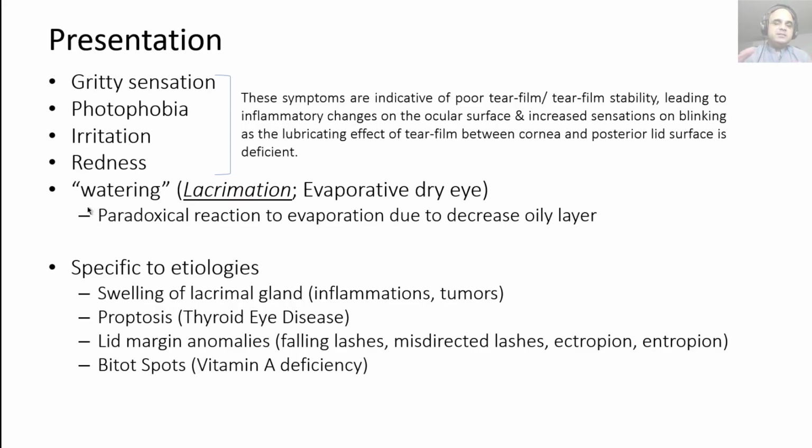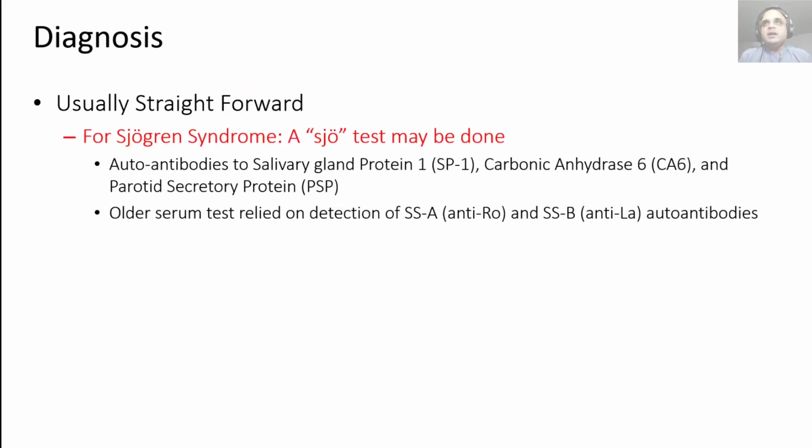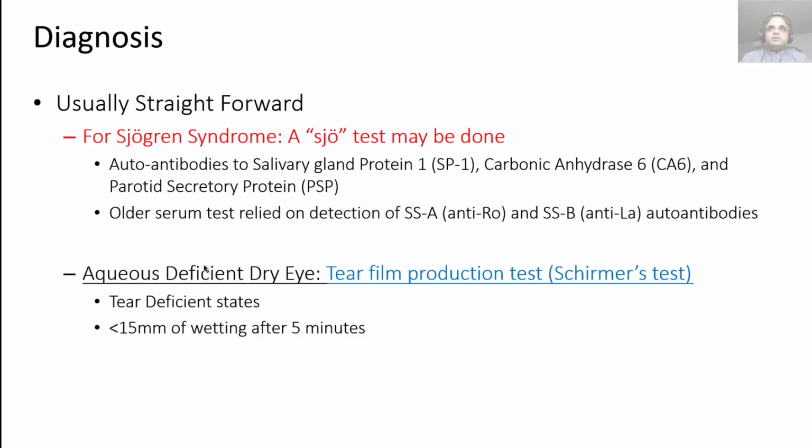So really, it's just listening very carefully to the patient as he's describing his history or his story, and noting in your mind, yeah, these things fit the diagnosis of a dry eye. If you want to confirm your suspicion of any underlying associated disease, like Sjogren syndrome, you can get these antibody tests done: salivary gland protein SP1, carbonic anhydrase 6 antibody test, and PSP test. There were older serum tests like anti-Ro and anti-La autoantibody tests, but these newer tests are better for Sjogren syndrome.